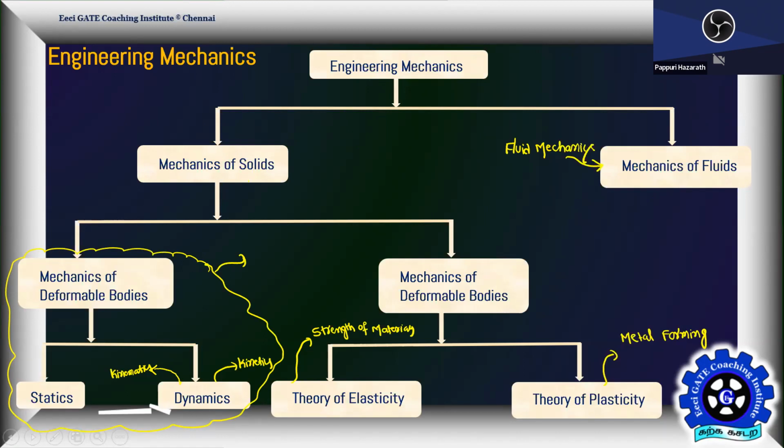In mechanics of solids, there are mechanics of deformable bodies and mechanics of non-deformable bodies. Here you will be getting non-deformable bodies. This is mechanics of rigid bodies. Here, mechanics of deformable bodies. Understood now? What is engineering mechanics and the different classification?